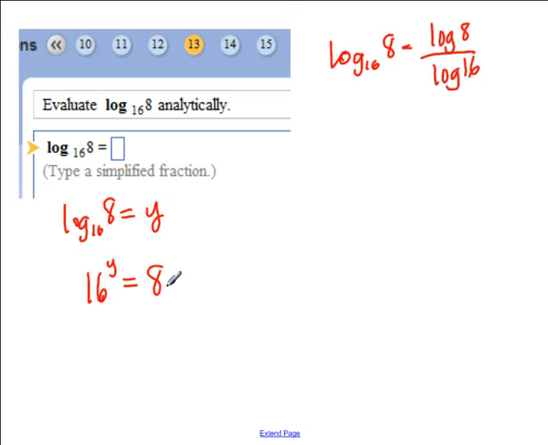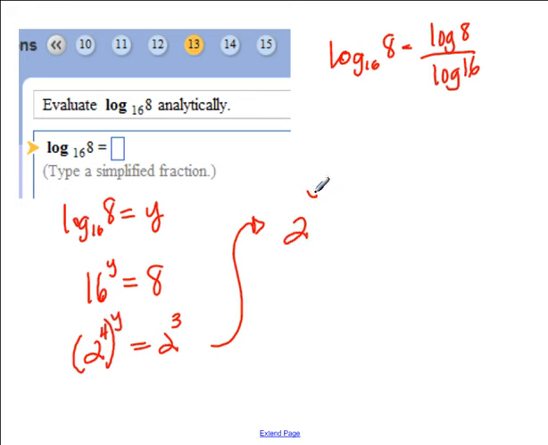And then this is one of those type 1 exponential equations. We have to convert the left side and the right side to the same base. 16 is the same thing as 2 to the 4th power. And 8 is the same thing as 2 to the 3rd power. So we really have that 2 to the 4y is equal to 2 to the 3rd power. And remember that if your bases are the same, then your exponents have to be equal. So that tells us that 4y is equal to 3. So y is equal to 3 over 4.